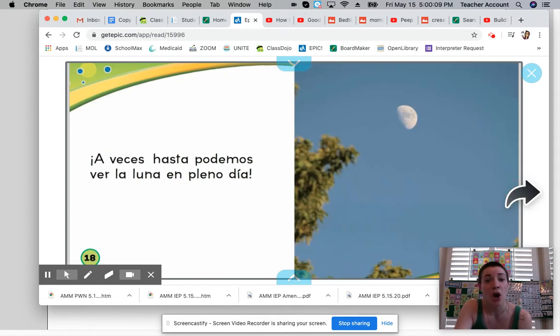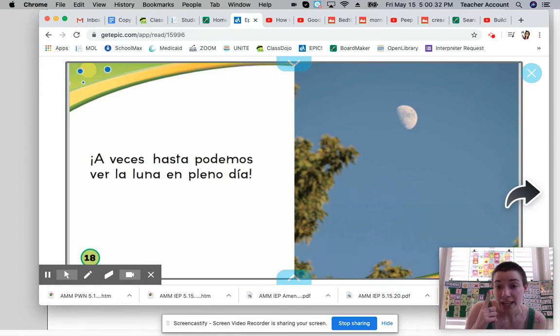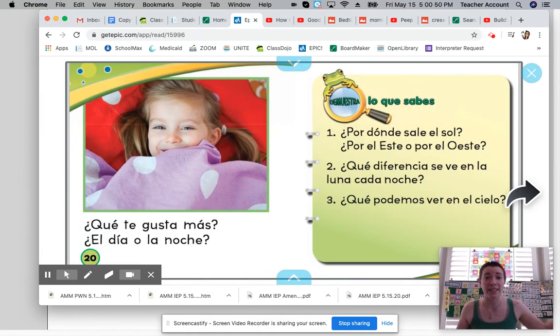Okay, let's turn the page. What is that? Friends, I want you to pause the video and I want you to look, what is that up in the sky? It looks like daytime, but if it's daytime, is that the sun or is that the moon? You won't believe it, but sometimes we can even see the moon during the day. Even when it's sunny outside, sometimes we can still see the moon. A veces hasta podemos ver la luna en pleno día. Isn't that so cool? Oh, we are at the end of our story.